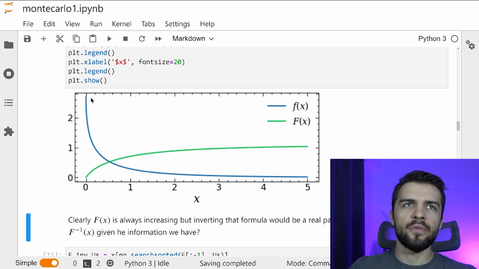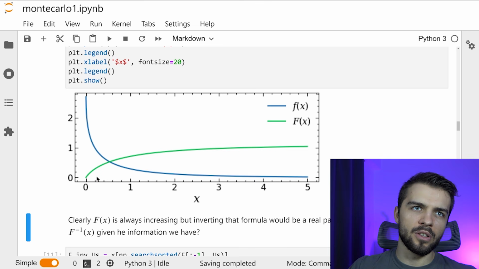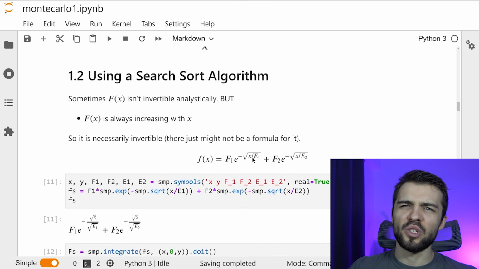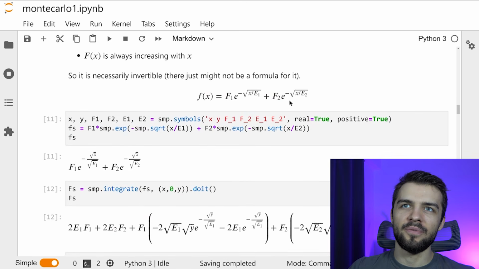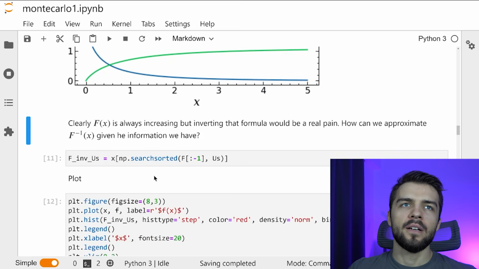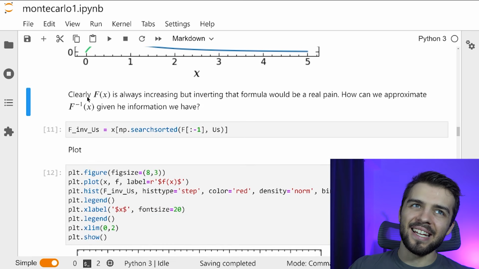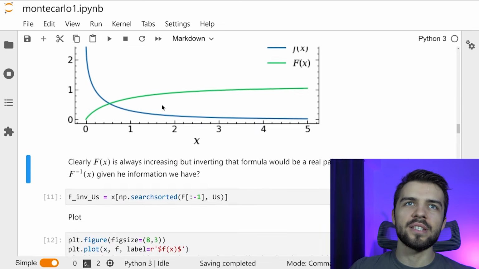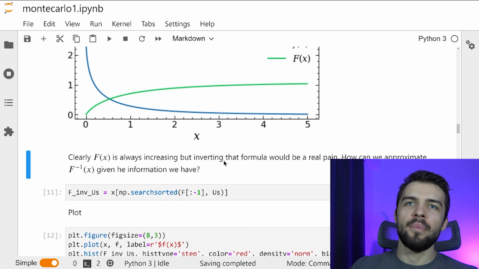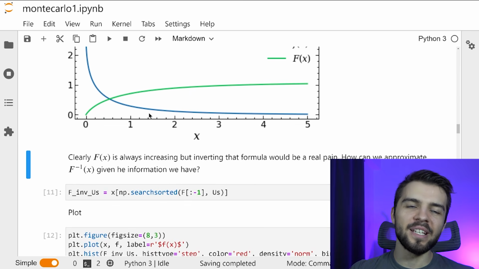So you can see little f of x, the distribution looks like this. So there's a lot more chance of getting lower energy and then less chance of higher energy. And it's not quite exponentially decaying. It's sort of decaying in this square root exponential fashion with like two different terms here. So like I said, clearly capital F of x is always increasing, right? You can see it's always increasing like I said it would for most distributions. But inverting the formula is really difficult.